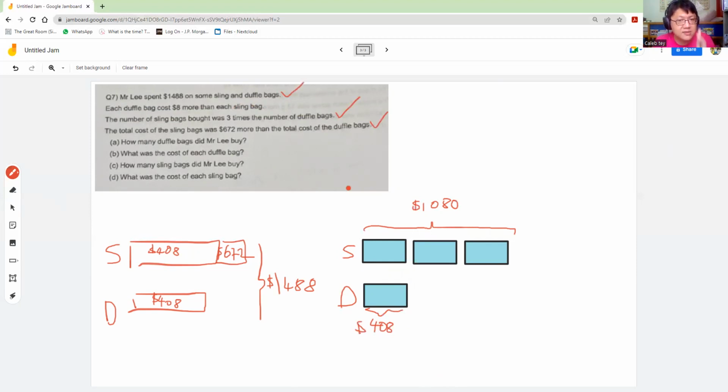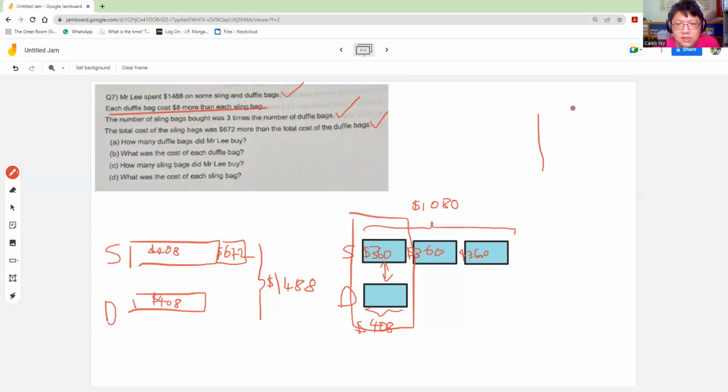Finally, remember the last analysis once again. The same quantity of sling bags will actually cost us $360 here. Then you ask yourself, how come the same quantity of sling bags and duffel bags, the duffel bag costs more? Did I buy more duffel bags? No, this is the same number. The reason why the duffel bag costs more is because it costs $8 more.